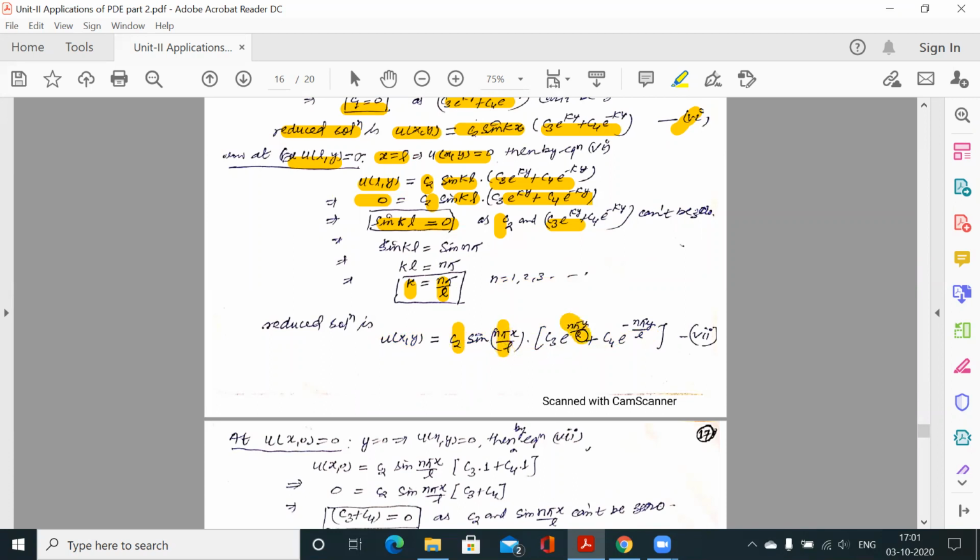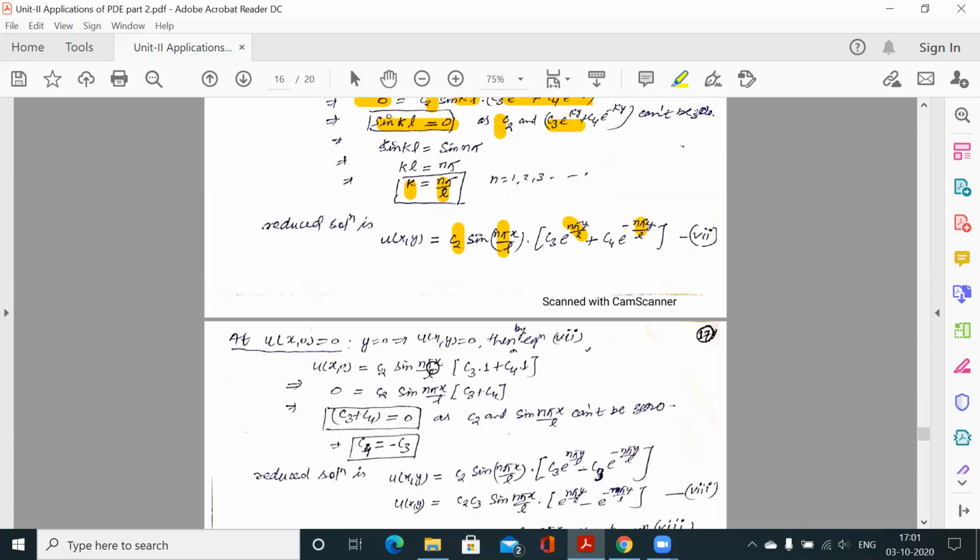So c2, now k is n pi by l. So again e^(ky) and e^(-ky), writing the value of k as n pi by l. So this is the reduced solution.